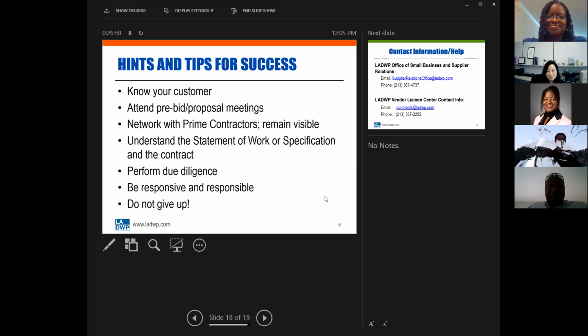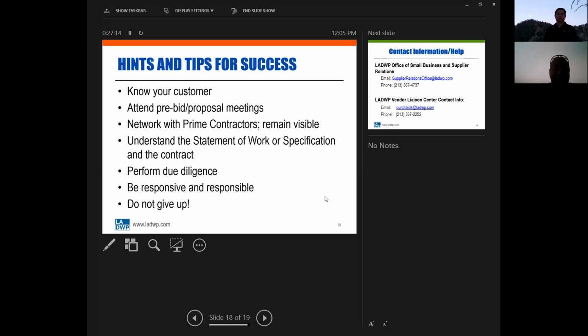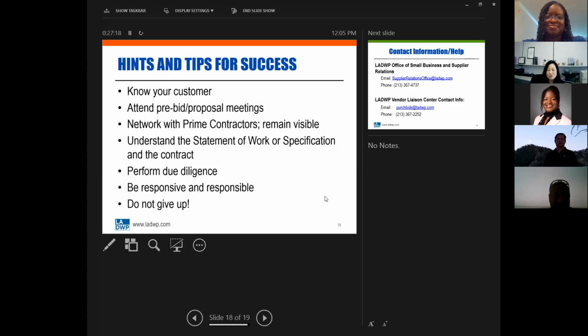Of course, you should understand the statement of work or the specifications, and of course the contract, because even if it's a subcontractor, if you could show that you know what's expected, I think that it really does impress the prime contractor, especially when you're submitting bids yourself. Do your due diligence, do your homework, always be responsive and responsible.